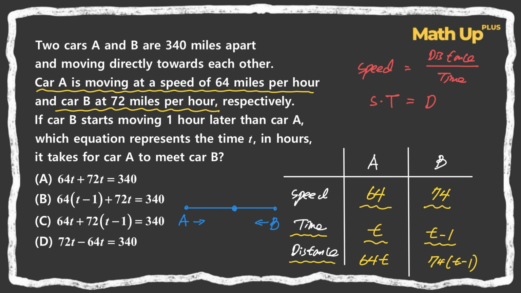The distance car A traveled is 64t, and the distance car B traveled is 72 times t minus 1. And the distance from A to B was 340 miles. So 64t plus 72 times t minus 1 is equal to 340. Therefore, the answer is C.